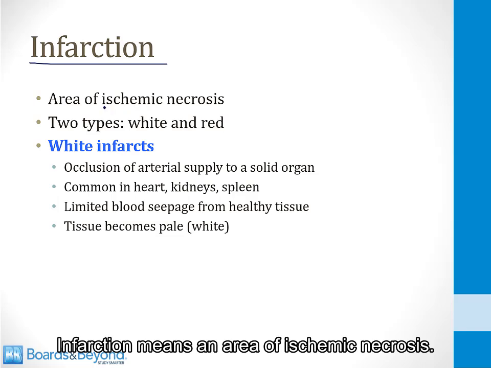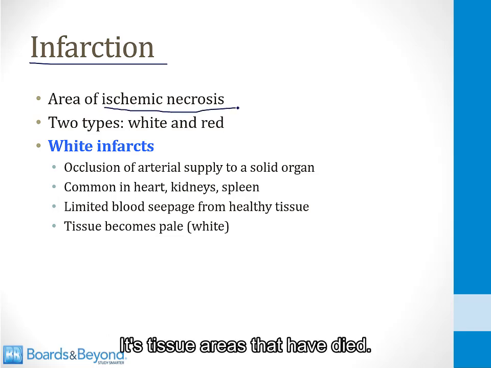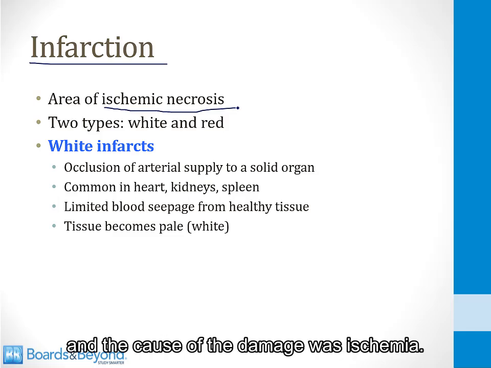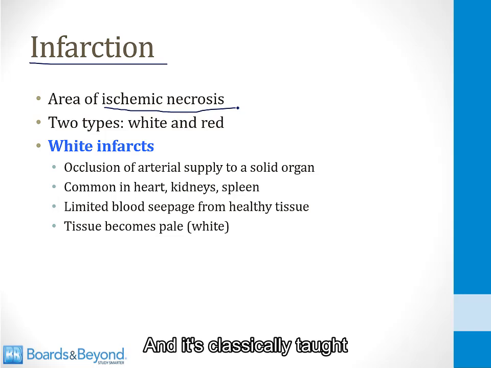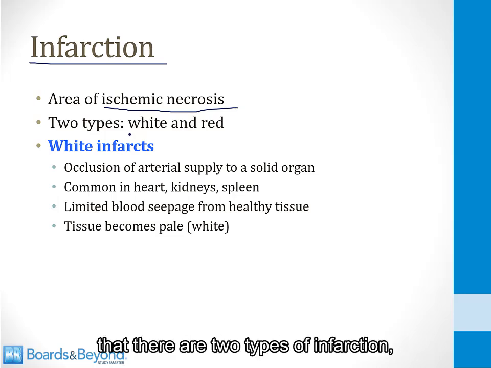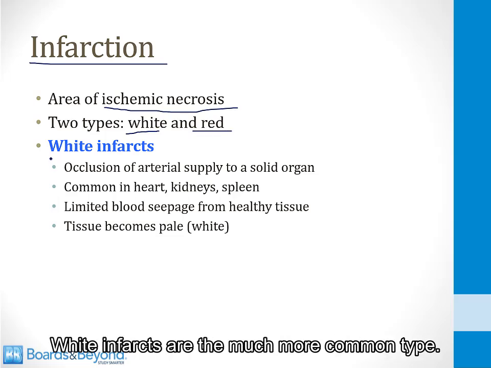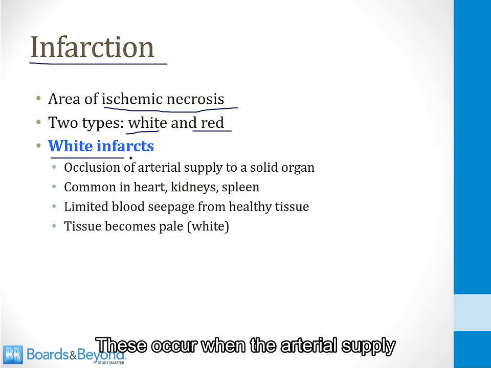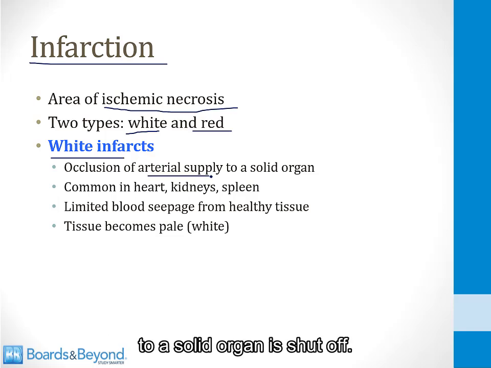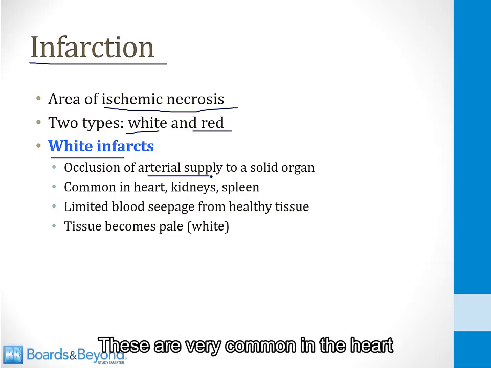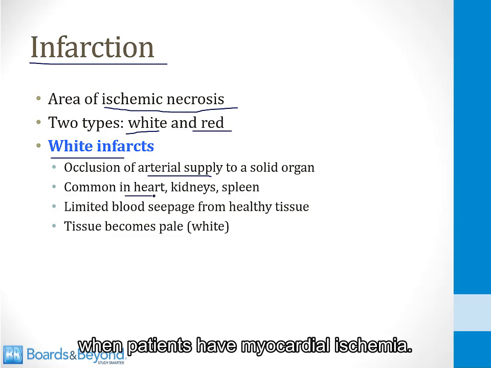Infarction means an area of ischemic necrosis. It's tissue areas that have died, the cells have undergone necrosis, and the cause of the damage was ischemia. And it's classically taught that there are two types of infarctions, so-called white infarctions and red infarctions. White infarcts are the much more common type. These occur when the arterial supply to a solid organ is shut off. These are very common in the heart when patients have myocardial ischemia.